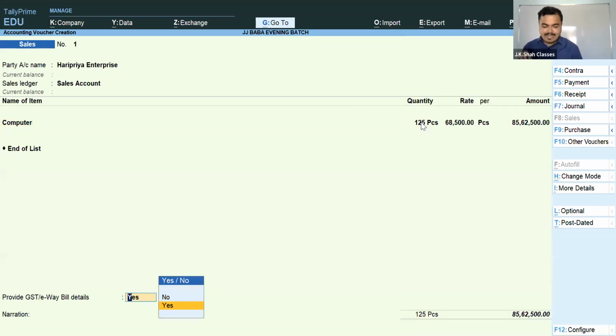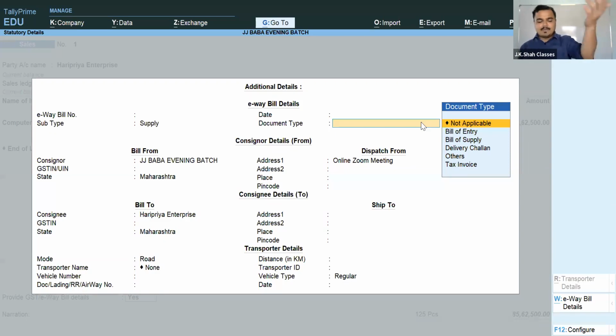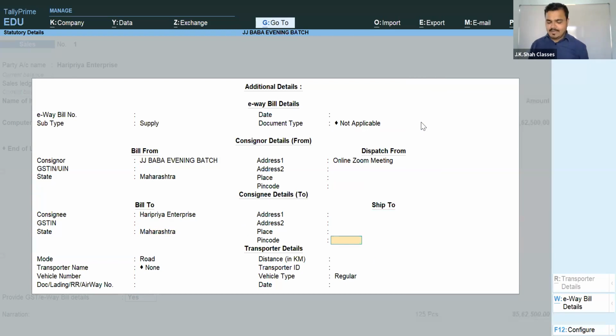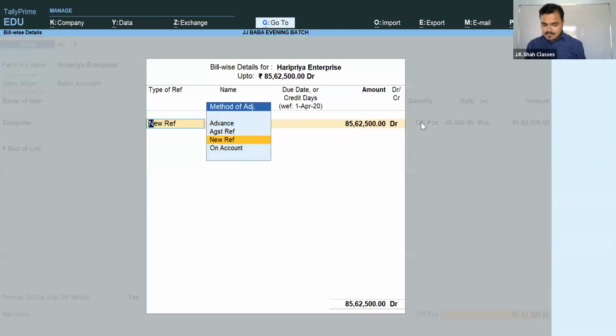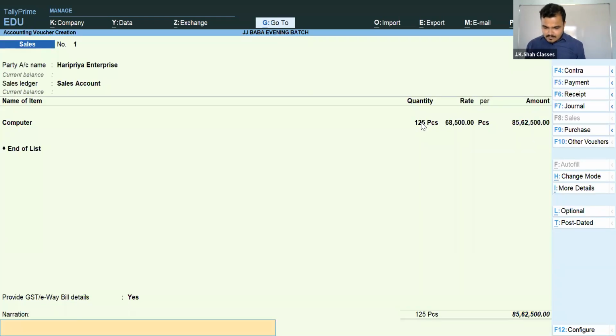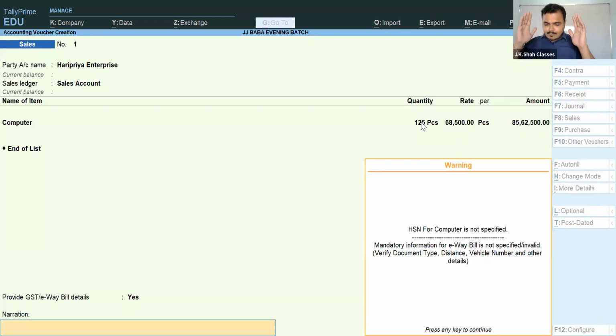Now see this, people, here I kept provide GST or e-way details. Agree? Then it has asked me all the details: e-way bill number, document type, and so on. I said I don't have any information. See this. It has again brought a warning in front of me that something you are doing wrong. You said that you are already having the e-way details, but you are not giving any details, and thereby the document will not be printed. This is called error reporting.